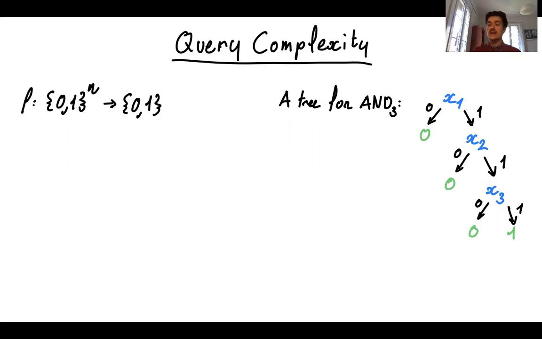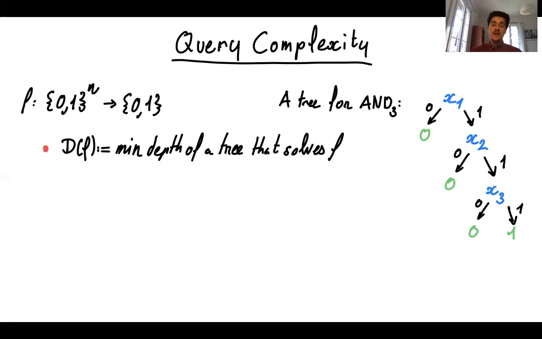It would first query x1, and if it sees a 0, then it would output 0 because the AND would be 0. And if it sees a 1, it decides to query x2 up until x3, and if it has seen only 1s, then it outputs 1. So now the game is to find naturally the tree which makes the least queries. And we define the deterministic tree complexity of a function f as the minimum depth of a decision tree that solves the function f.